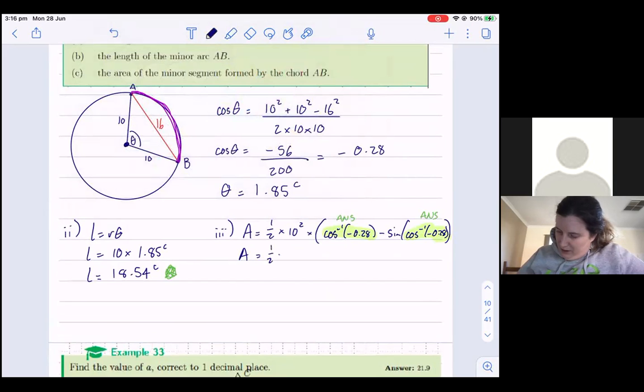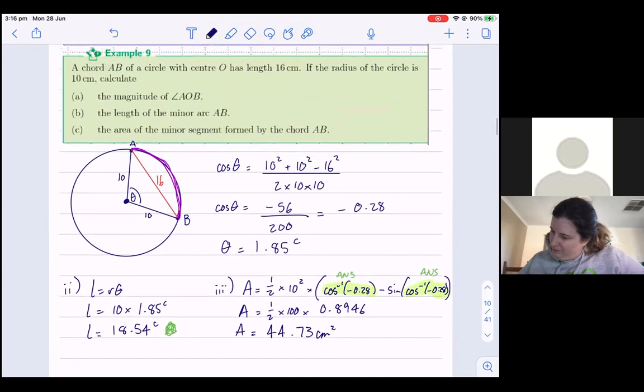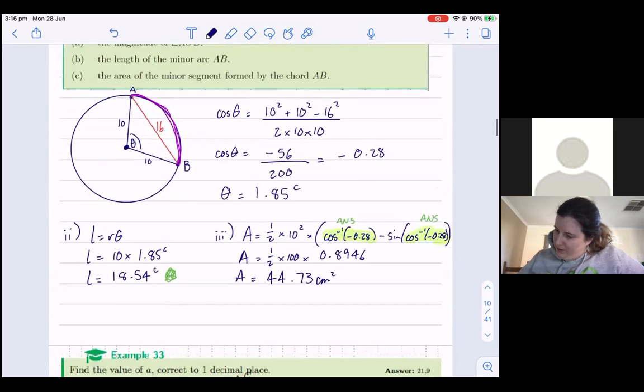So we've got a half times 100 times, now this thing we've got, answer minus sine of answer, 0.8946. So times that by 50. We get 44.73 centimeters squared, I'm assuming. Okay. And I should highlight this one so you know that that was my answer.